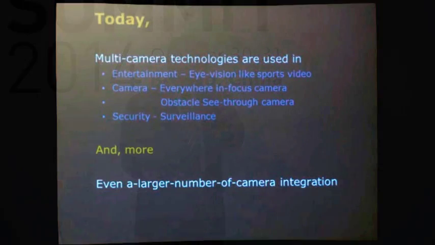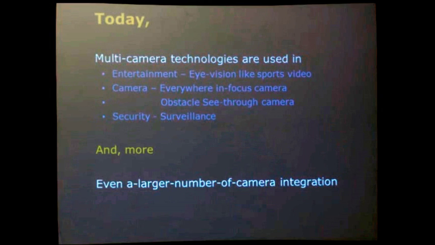So today, multi-camera technology is used everywhere, indeed. Our system was a 51-camera system. The Super Bowl was a 33-camera system. There are systems with 200 and 500 cameras today. In entertainment, a multi-camera system allows you to get a picture that is in focus everywhere. And if you have tree lines, by having multiple cameras you can actually see through them, for some military applications. And surveillance, we know that is common.